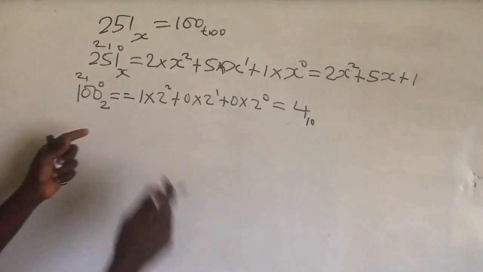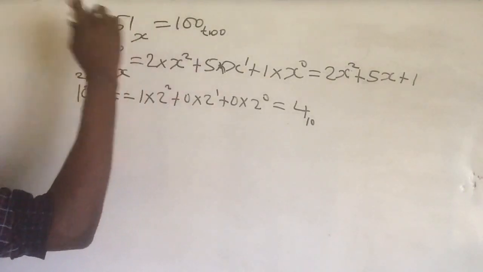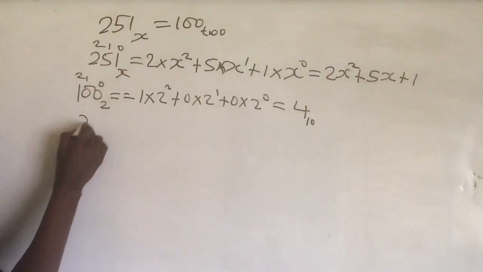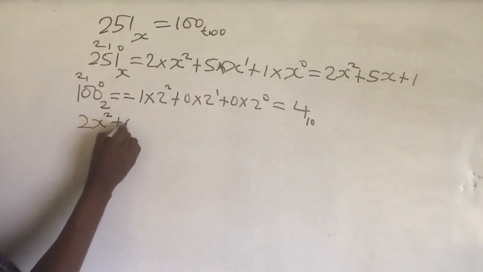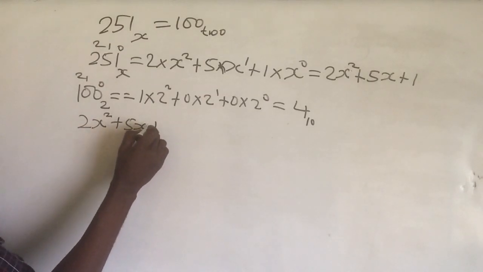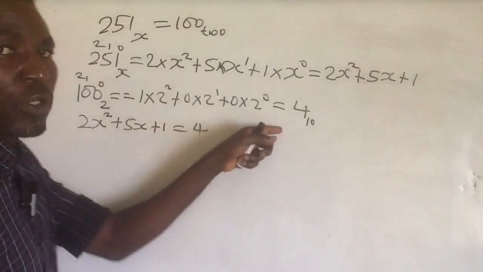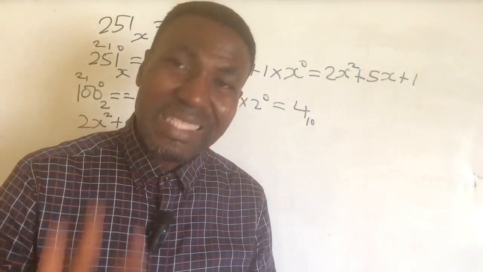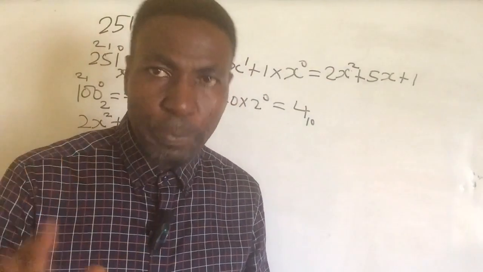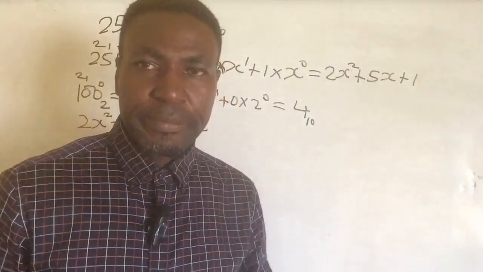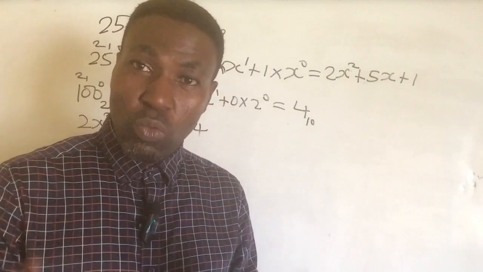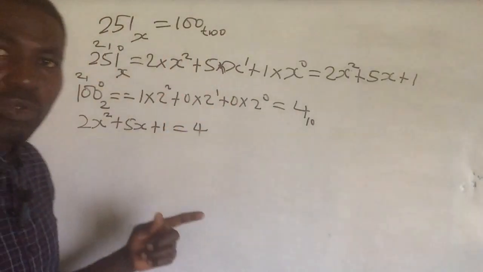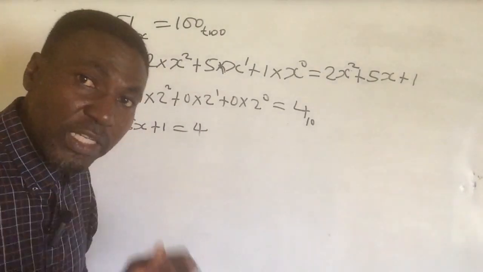Now, what we have is that this is equal to this. The answer we get here equals this one. 2x raised to the power 2 plus 5x plus 1 equals 4. So this has become a quadratic equation. I will treat quadratic equation as a separate topic, so you can follow me then, but just listen here. Now we will treat this based on quadratic equation. And again, what we are trying to look for is the value of x.